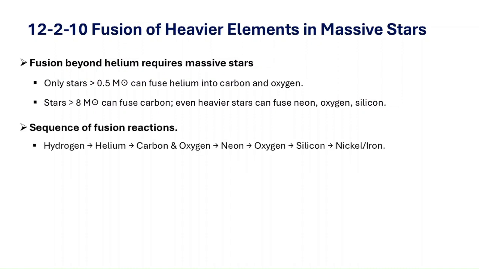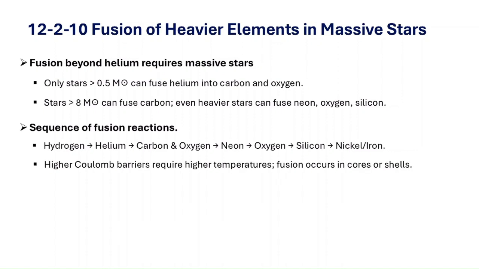Now here's the typical fusion sequence in massive stars. Hydrogen to helium, that's the main sequence stage. And then helium to carbon and oxygen. Next, carbon to neon and neon to oxygen. And then oxygen to silicon and silicon to nickel and iron. So each step requires a higher core temperature because heavier nuclei have stronger Coulomb barriers. And fusion can happen either in the core or in shells surrounding the core, depending on what fuel remains.